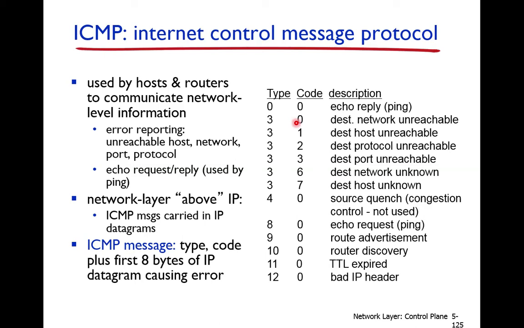So ICMP is a protocol that is used by hosts and routers mainly for error reporting. Okay, and the error could be that the destination host is unreachable, or the destination network is unreachable, or the destination port is unreachable, or the destination protocol is unreachable. So we will discuss it. Okay. So let me explain how these ICMP messages are generated. We are going to discuss it through some examples.